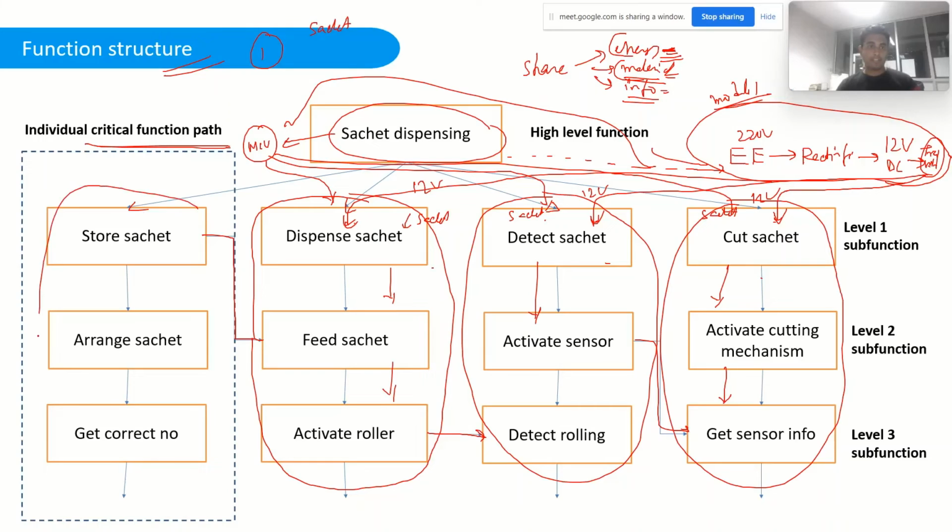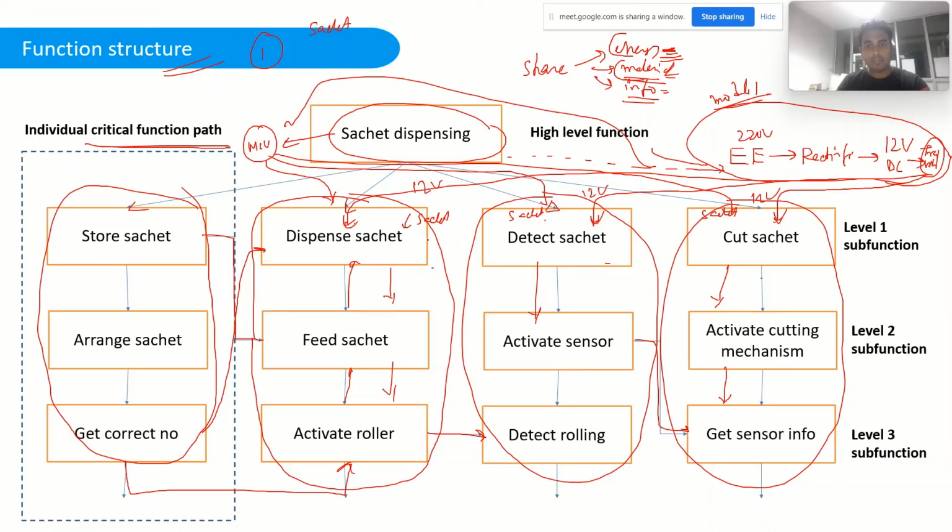Sachets are first stored in the storage section. From there it gets dispensed. Get correct number. From here it gets the input signal, then it activates the roller inside the machine, feeds the sachet and dispenses it. Once it is dispensed, it can go on dispensing, right? So it needs to detect.